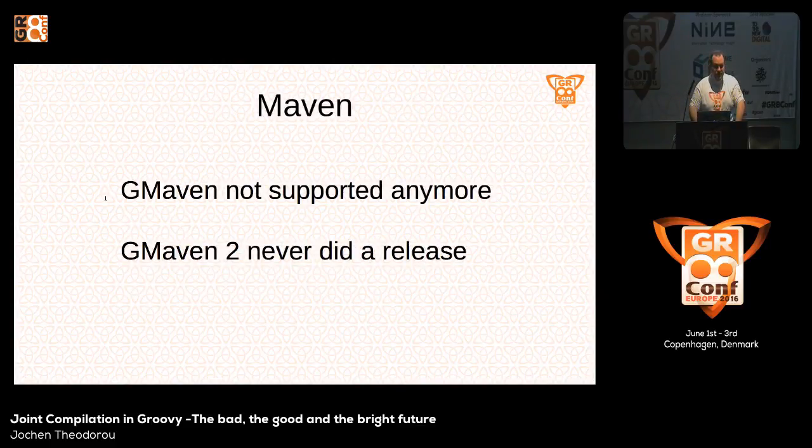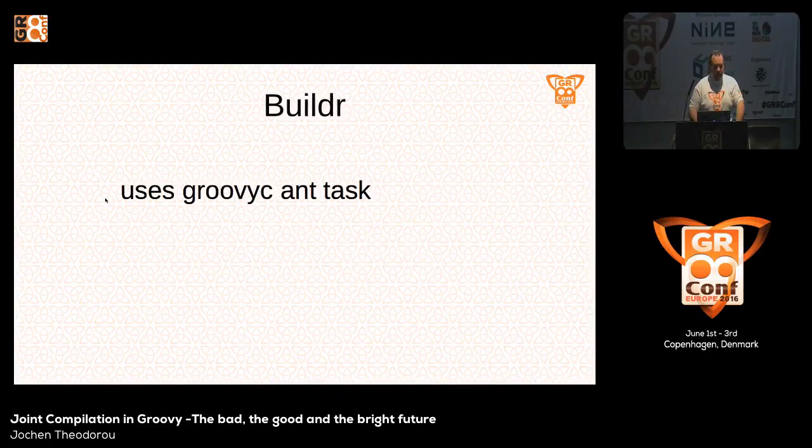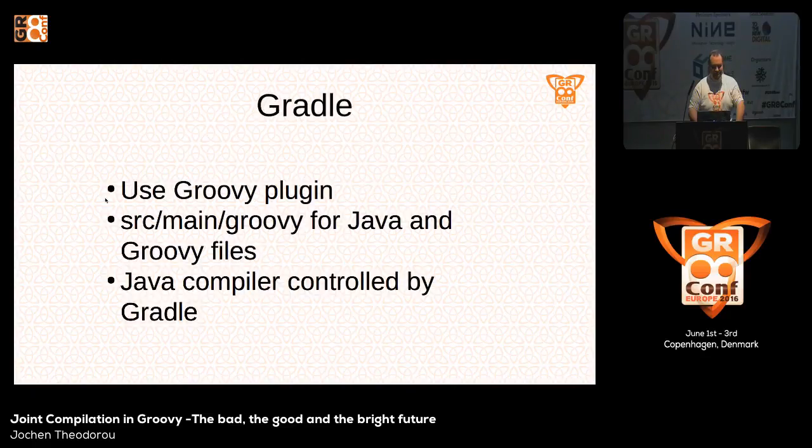Just to honorably mention, the first GMaven is not supported anymore. There was supposed to be a GMaven 2 coming, but it got stuck somehow, like a dead end, and never did the release. That's why GMavenPlus is used. I also want to mention Builder, but only shortly because it basically uses the AntTask.